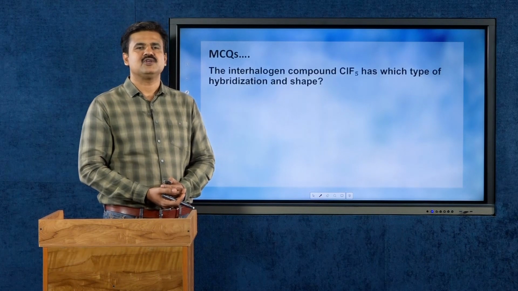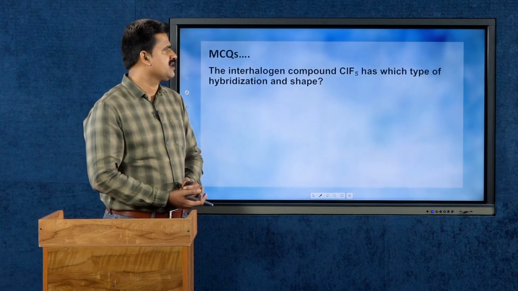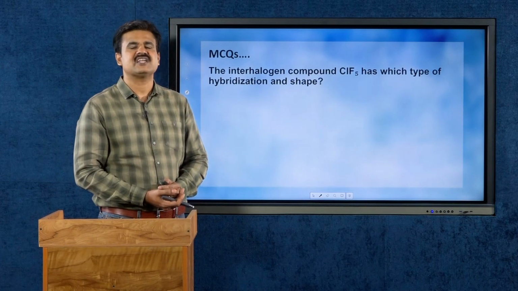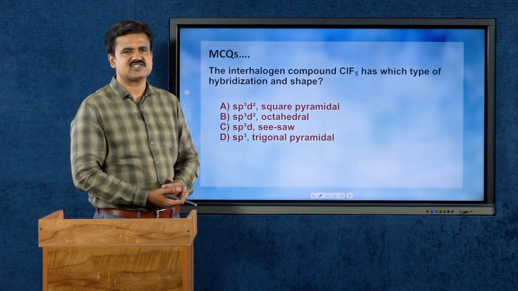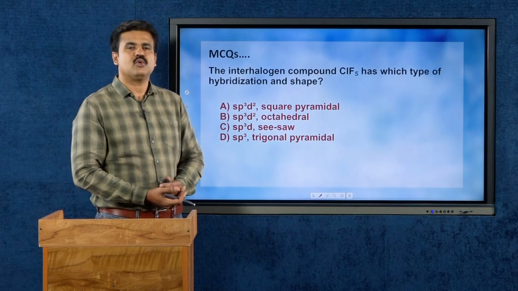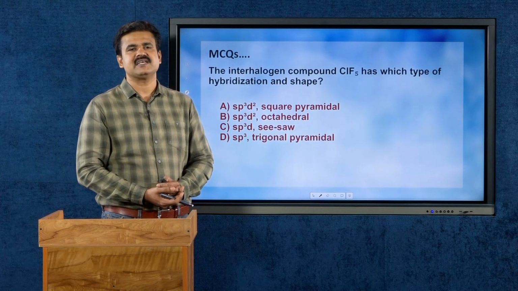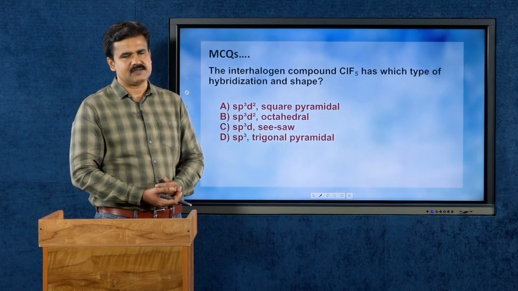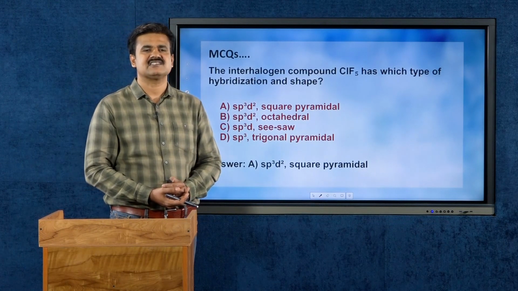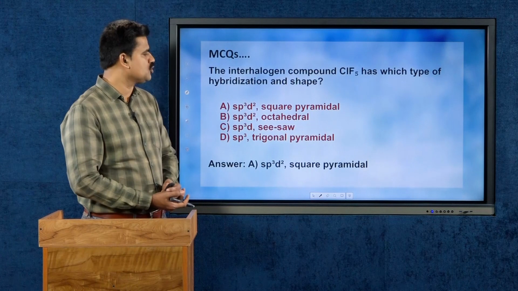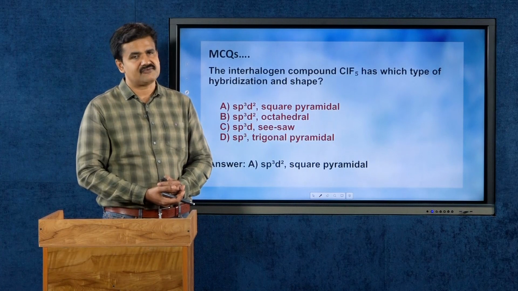Now we are entering into the next MCQ. The interhalogen compound ClF5 has which type of hybridization and shape? These are the options: sp3d2 hybridization square pyramidal shape, sp3d2 hybridization octahedral shape, sp3d hybridization seesaw shape, and finally sp3 hybridization with the trigonal pyramidal shape. On careful analysis of hybridization, geometry and shape, you can arrive at the final answer as option A, sp3d2 hybridization, but the shape is square pyramidal, similar to BrF5.